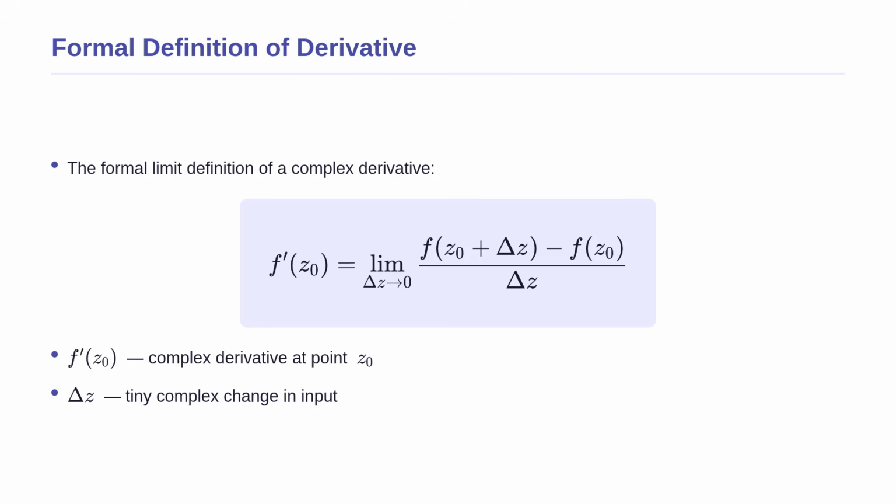This massive requirement brings us to the formal mathematical definition of a complex derivative. Conceptually, it looks just like standard calculus, but the variables live in two dimensions. The symbol f prime of z0 represents the complex derivative. The numerator is the tiny change in the function's output, and the denominator, delta z, is the tiny change in the input. As delta z shrinks to 0, we look for a stable ratio. But remember, delta z is a complex number. It can shrink to 0 along any path. If the final limit gives different answers depending on the path, the derivative does not exist.